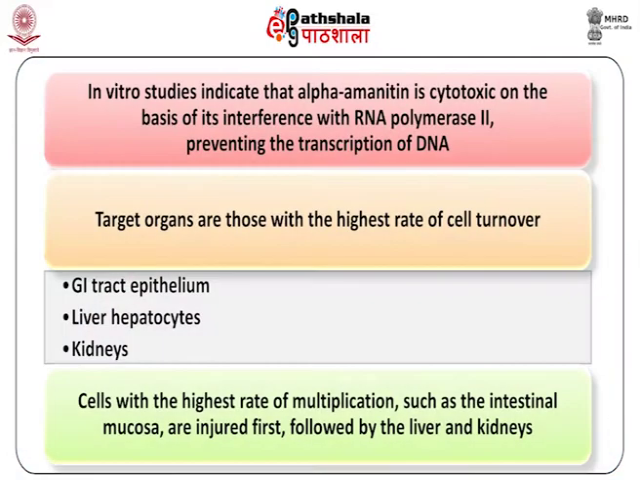In vitro studies indicate that alpha amanitin is cytotoxic on the basis of its interference with RNA polymerase II, preventing the transcription of DNA. Target organs are those with the highest rate of cell turnover: GI tract epithelium, liver hepatocytes and kidneys. Cells with the highest rate of multiplication such as the intestinal mucosa are injured first, followed by the liver and kidneys.